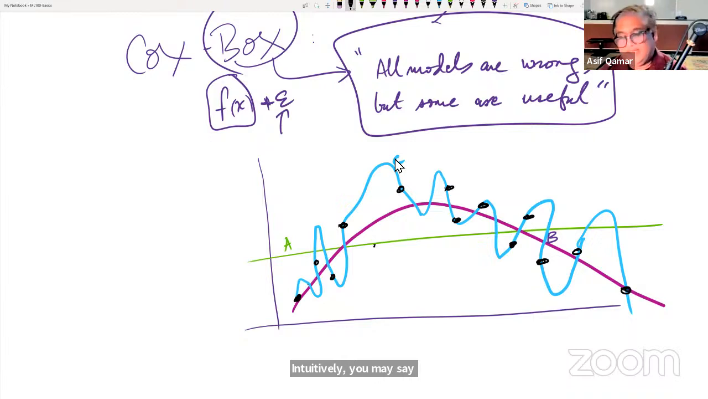It looks way too complicated. Model green model, A model, looks way too simplistic. The relationship is not linear. Model B seems to be the Goldilocks region between too simple a model and too complex a model, too flexible a curve. And so you say that A suffers for being too simplistic.